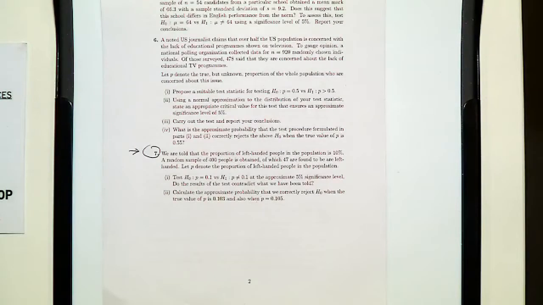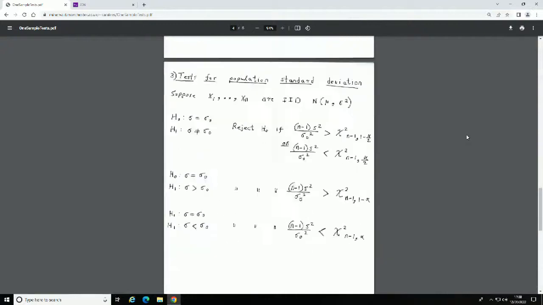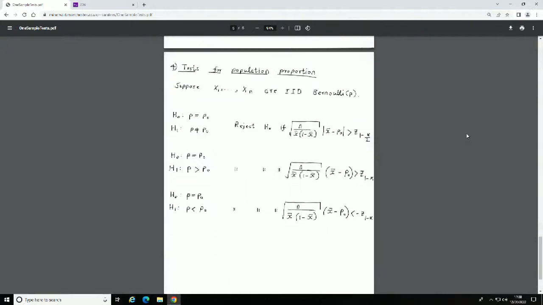So this involves proportions. So let me show you. Here we are. You should go to the website. The rules that you need to use are the ones on this page. So use this page to do question number 7.